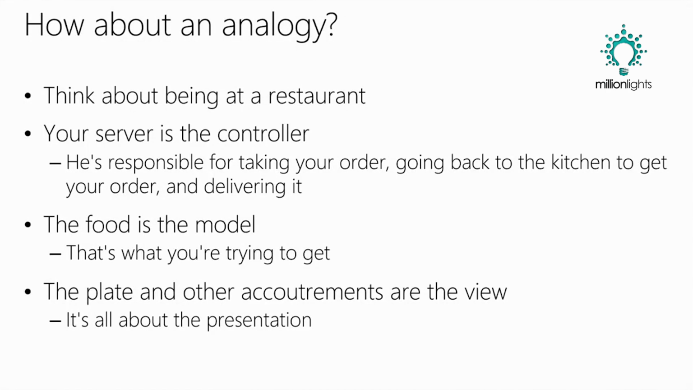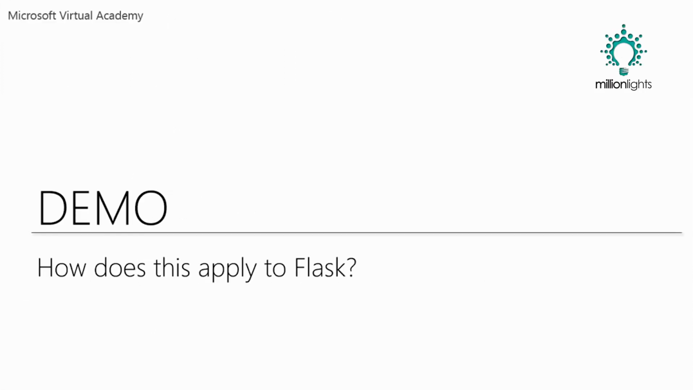So, let's try and kind of keep on with this. And how about an analogy? All right. Well, you're at a restaurant. Your server's the controller. Your server is responsible for taking your order, going back to the kitchen, and delivering it. The food is the model, because that's what you're trying to get. And then the plate and the other accoutrements that go on there, that's the view, because after all, it's all about the presentation. When you're serving that chicken cacciatore, you want a nice bit of Parmesan cheese, a bit of parsley on top. It's all about that presentation there.